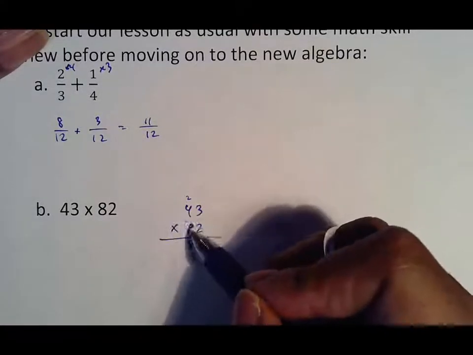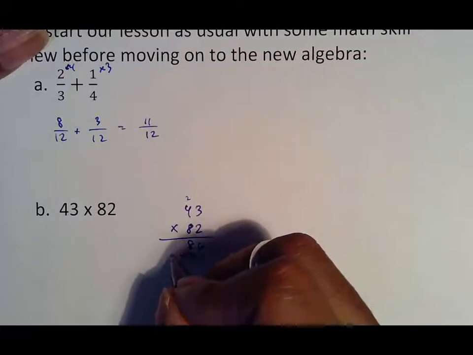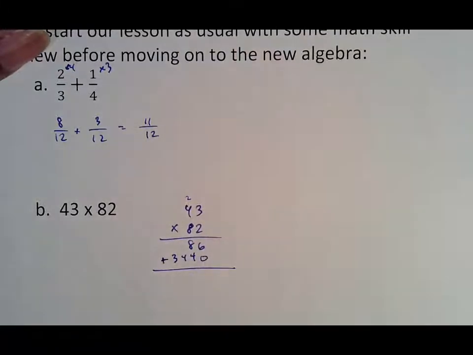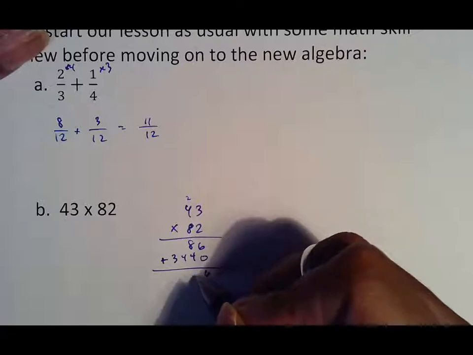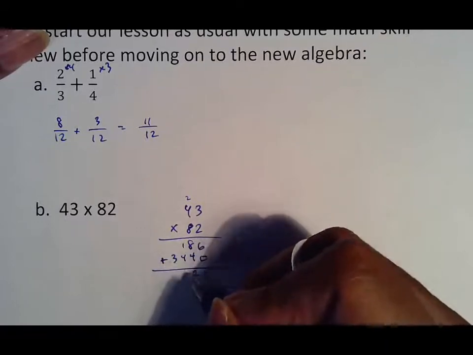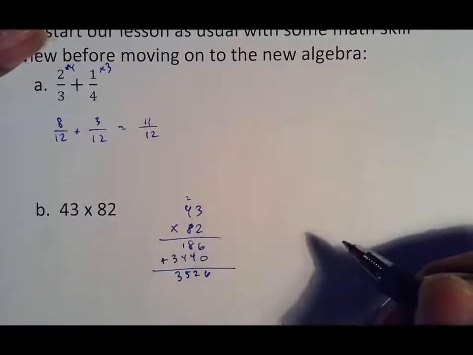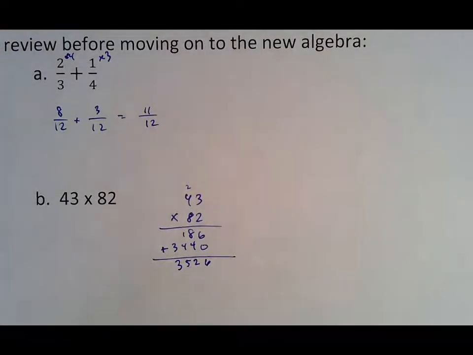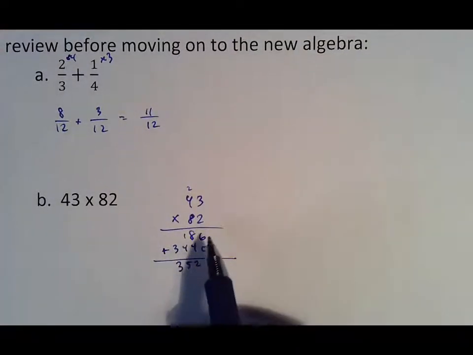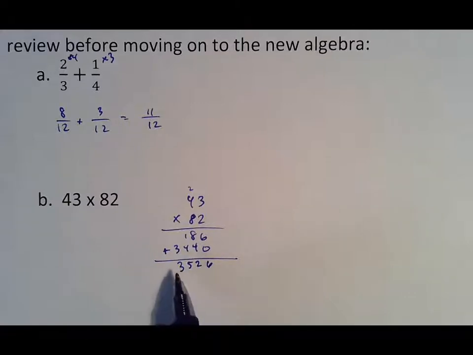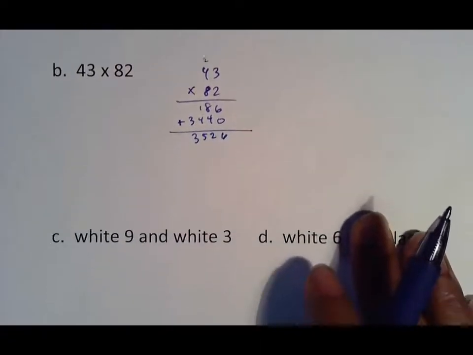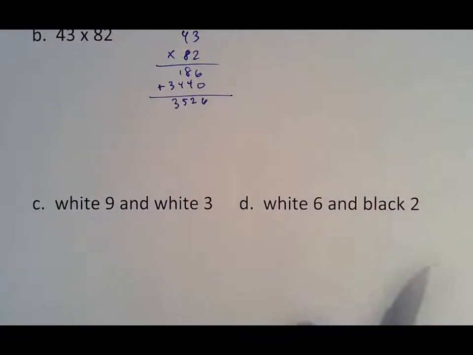8 times 4 is 32. Plus 2 makes 34. So you put your 34 down and you move from there. So 6, 8 and 4 make 12. Carry the 1. 4 and 1 make 5. 3. 3526 is the answer. Again, just keep in mind you only need to put those numbers here: 186, 3440, and 3526 to get that right. Then we go back to this.